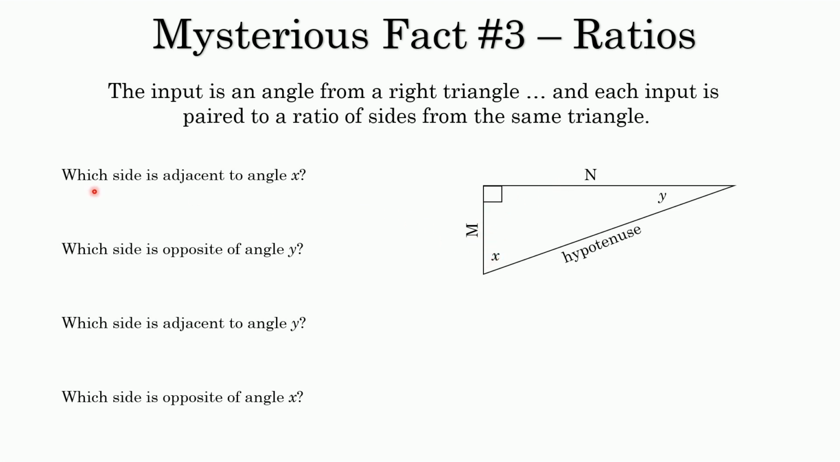So which side is adjacent to angle x? M. Which side is opposite of angle y? M. Which side is adjacent to angle Y? Adjacent is next to, that's N. And the opposite of angle X is also N. So N could be adjacent or it could be opposite, depending on which angle you're speaking about.